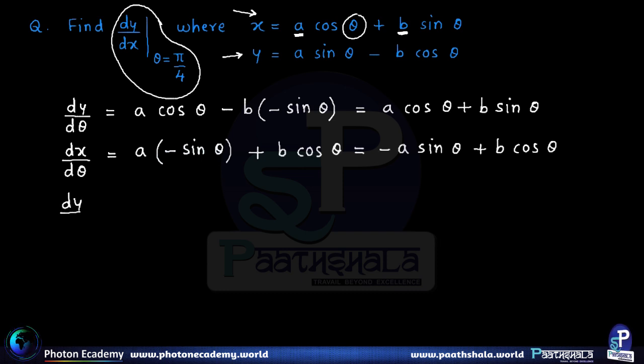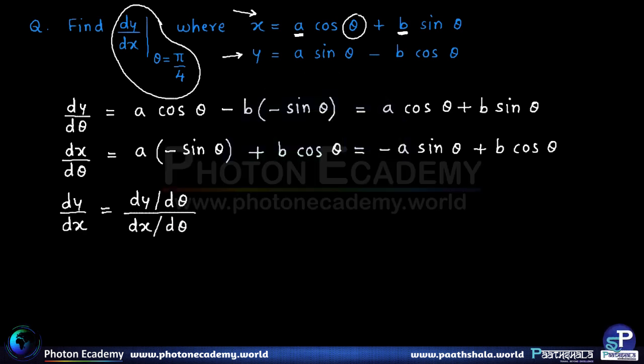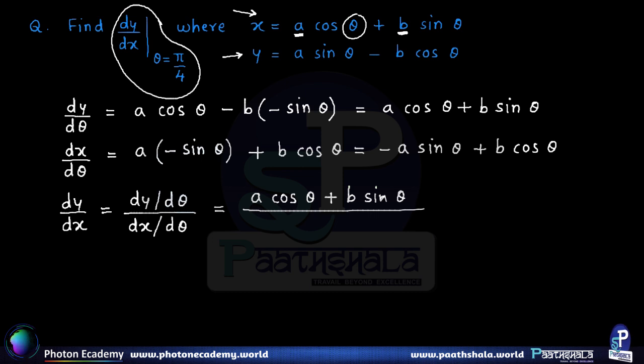Now what we want to find is dy by dx, which is given by the formula as dy by d theta upon dx by d theta. So we have to simply replace with the required expressions, that is a cos theta plus b sin theta, divided by, now while writing dx by d theta I will just write in opposite order, I'll first write b cos theta minus a sin theta.